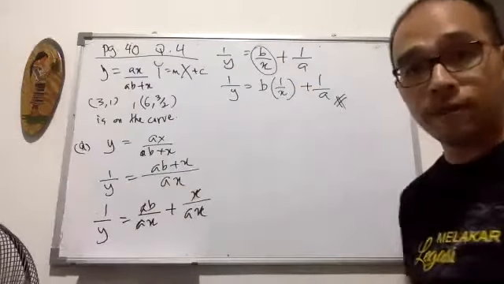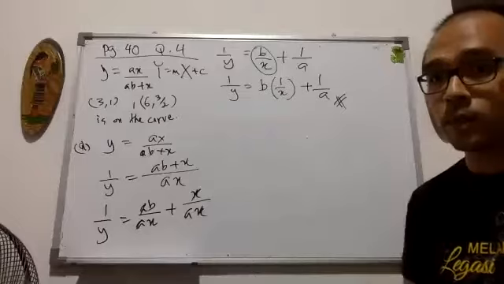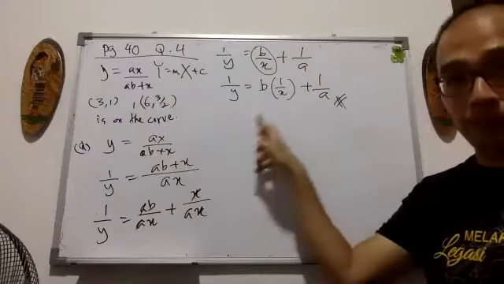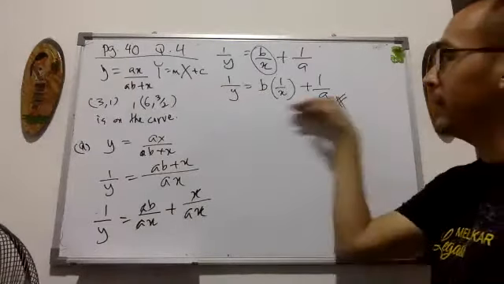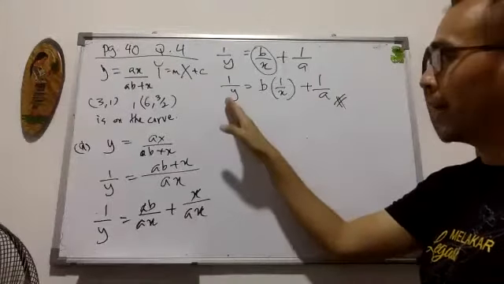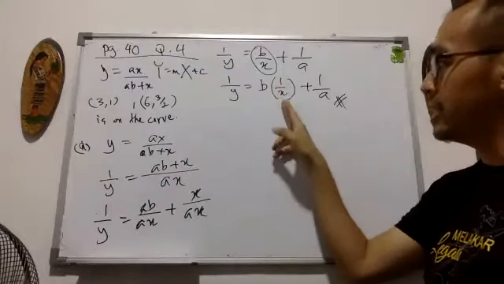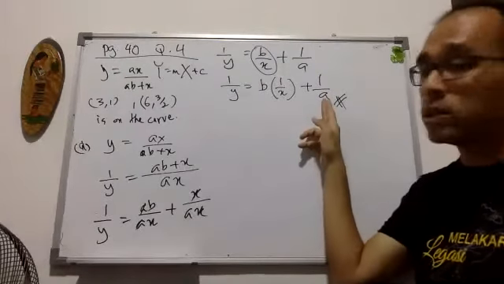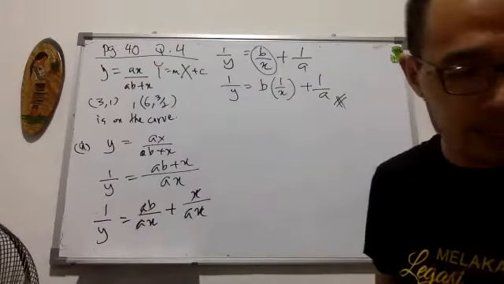This is my final answer for question A. We reduce this into a linear form, where from this, one look and you can tell me, okay, this is the y-axis, this is the gradient, this is the x-axis, and this is the intercept. Once you know that, then everything else becomes easy.